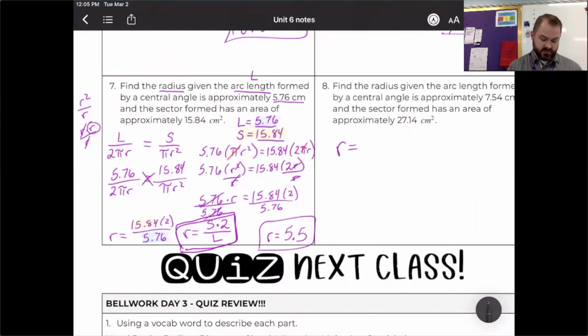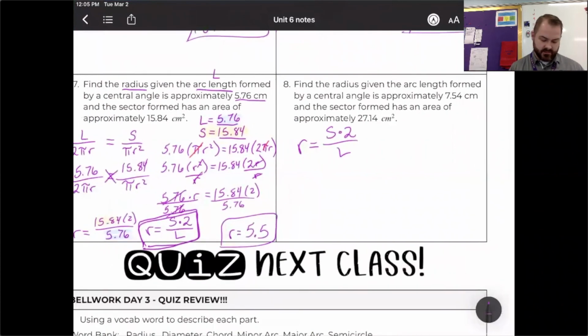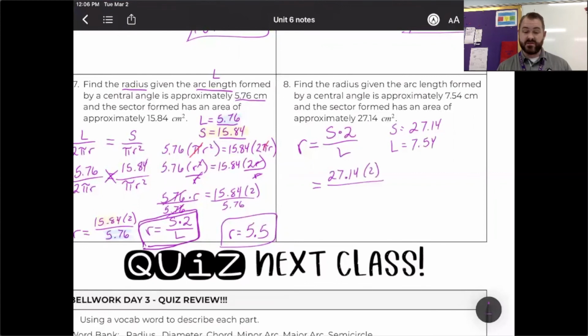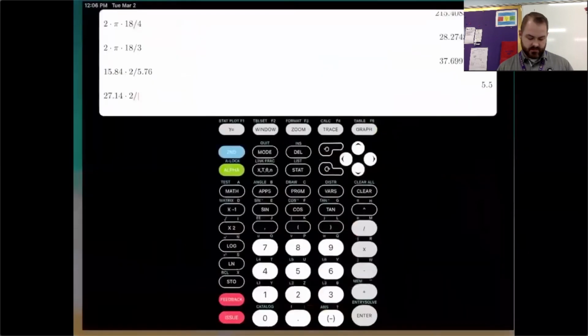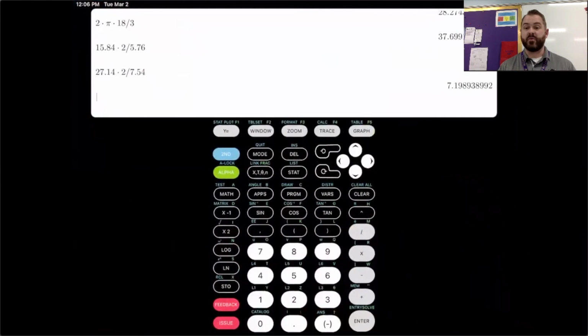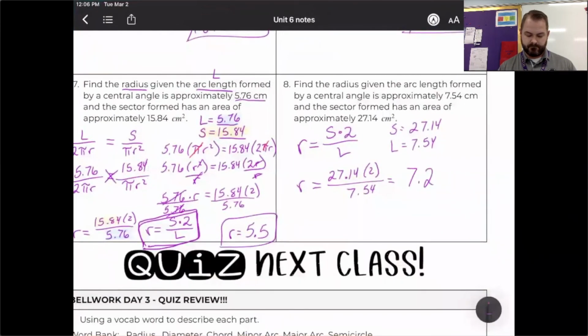That radius is equal to sector area times 2 divided by arc length. Well, the sector area is 27.14. The arc length is 7.54. So I can just plug those in. Don't forget to do times 2 on the top. Okay? So 27.14 times 2 divided by 7.54. We get about 7.2 centimeters.